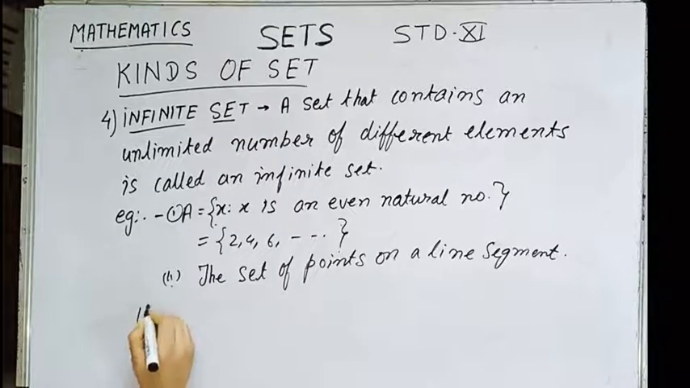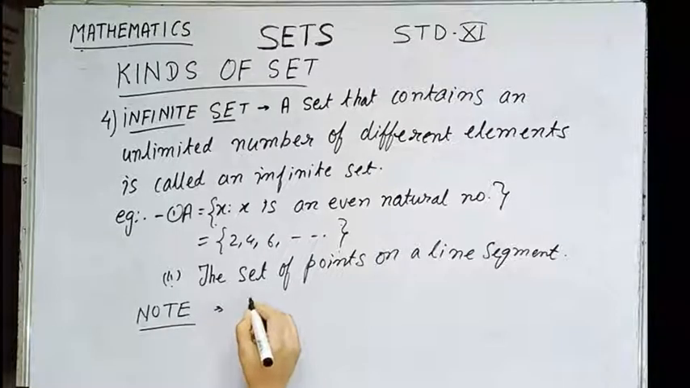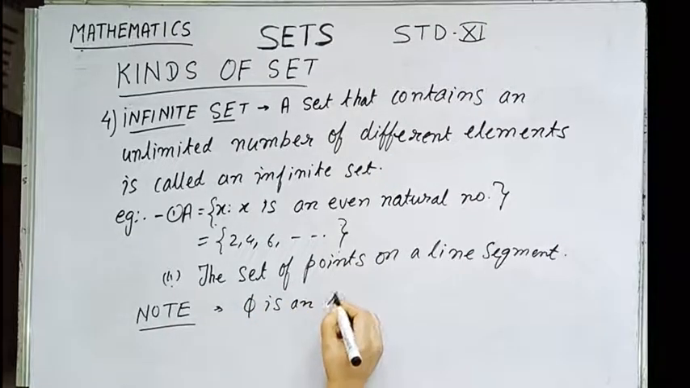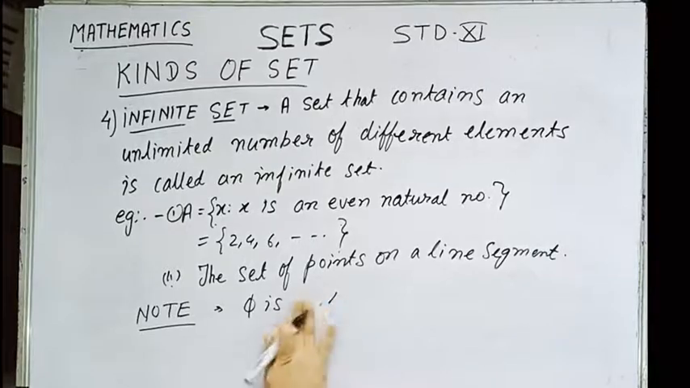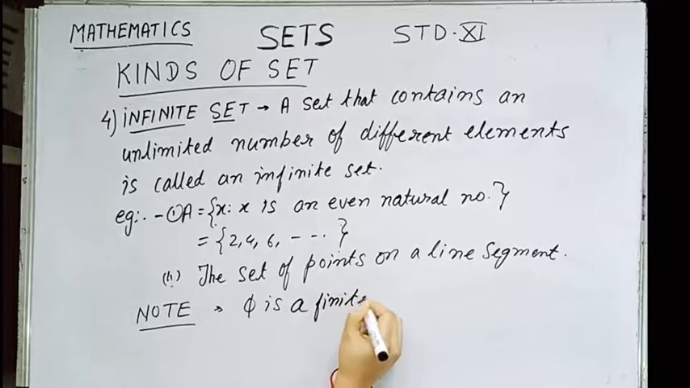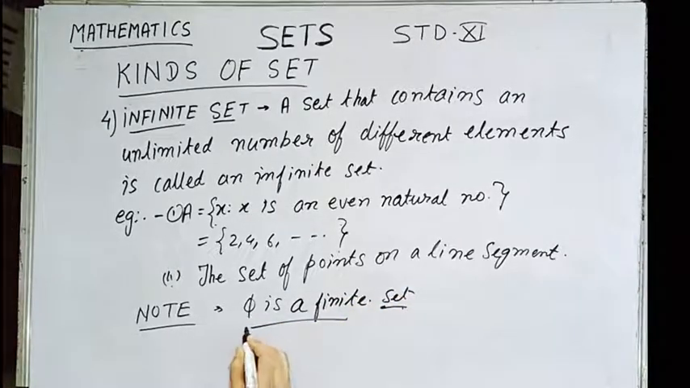Here children, you can take one note, that is, phi is a finite set, because phi does not contain any element, so phi can be considered under finite set.